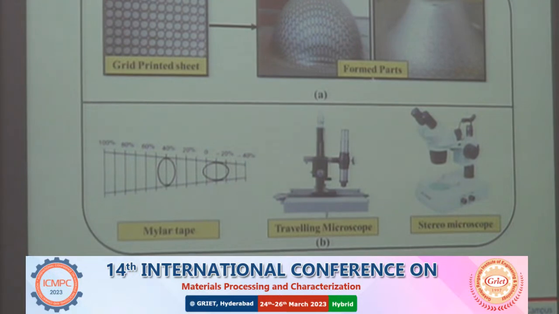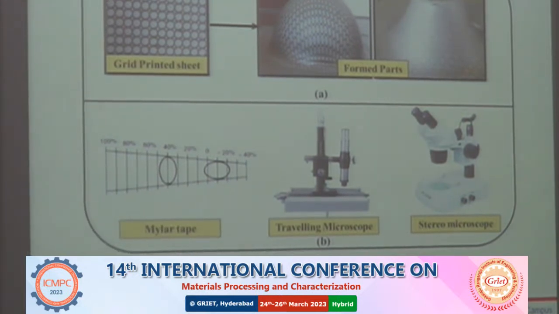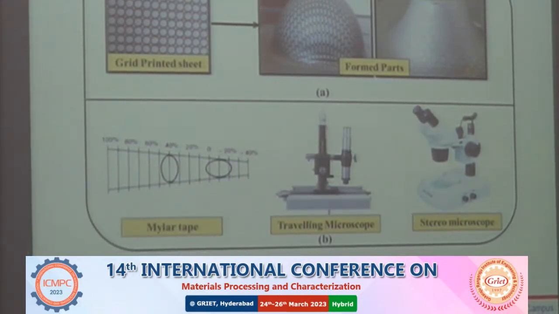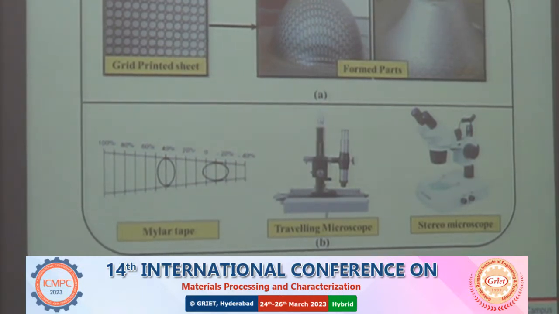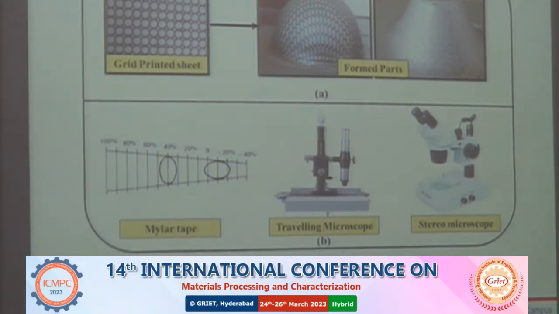And here one more problem is, okay, if it is a small component, I can carry it and I can keep it under the microscope. If the size of the component is very big, I cannot carry that component here. At the same time, I cannot take this microscope to the shop floor in order to measure the strains. This is the place where the requirement for a portable strain measurement system will come into picture.